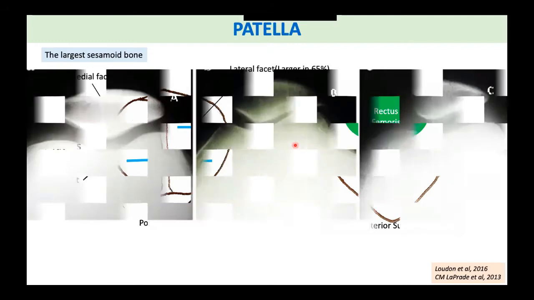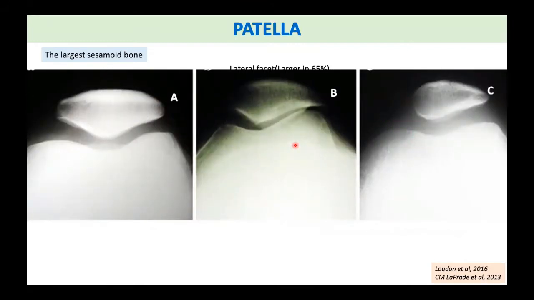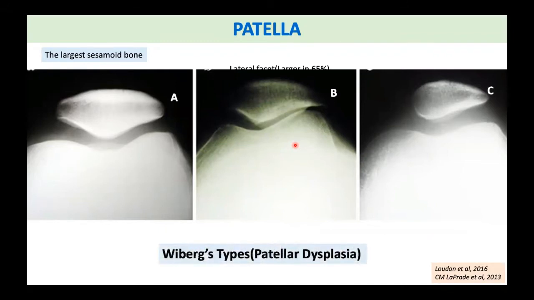Another important aspect is that the patella undergoes some anatomical variation, and a classification has been given by Wiberg. In this one, the medial facet is concave, unlike the lateral facet, but they are equal in size. This is type A, again concave, but with a smaller medial facet. Type B, and an almost vertical medial facet is type C. These are also responsible for recurrent patellar dislocation.